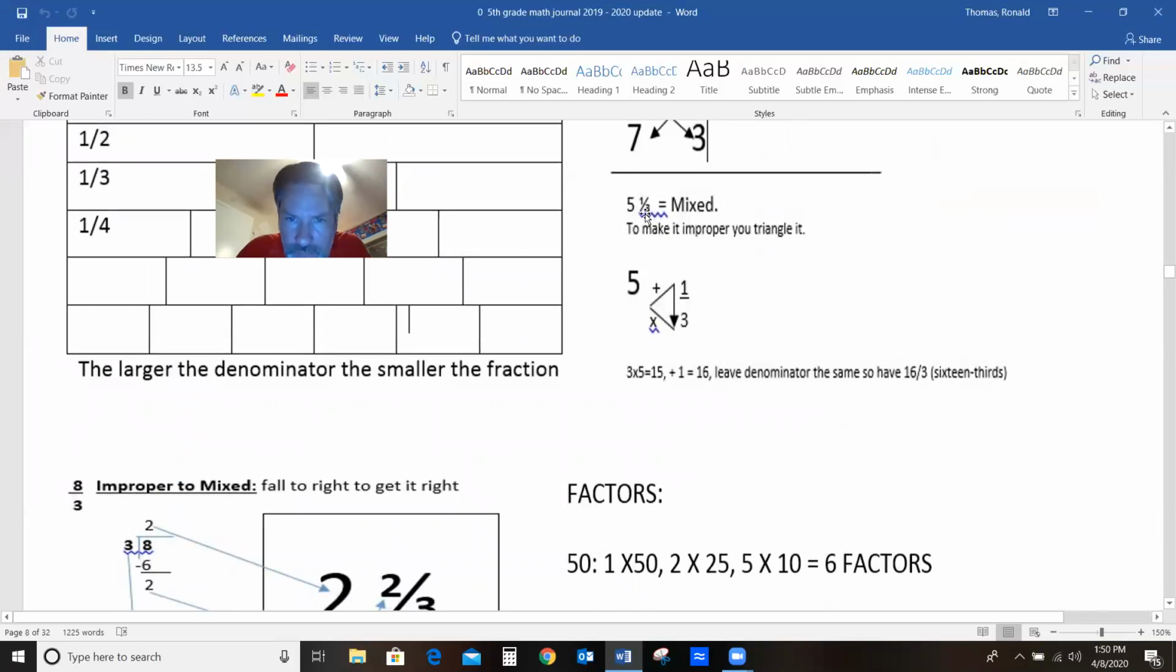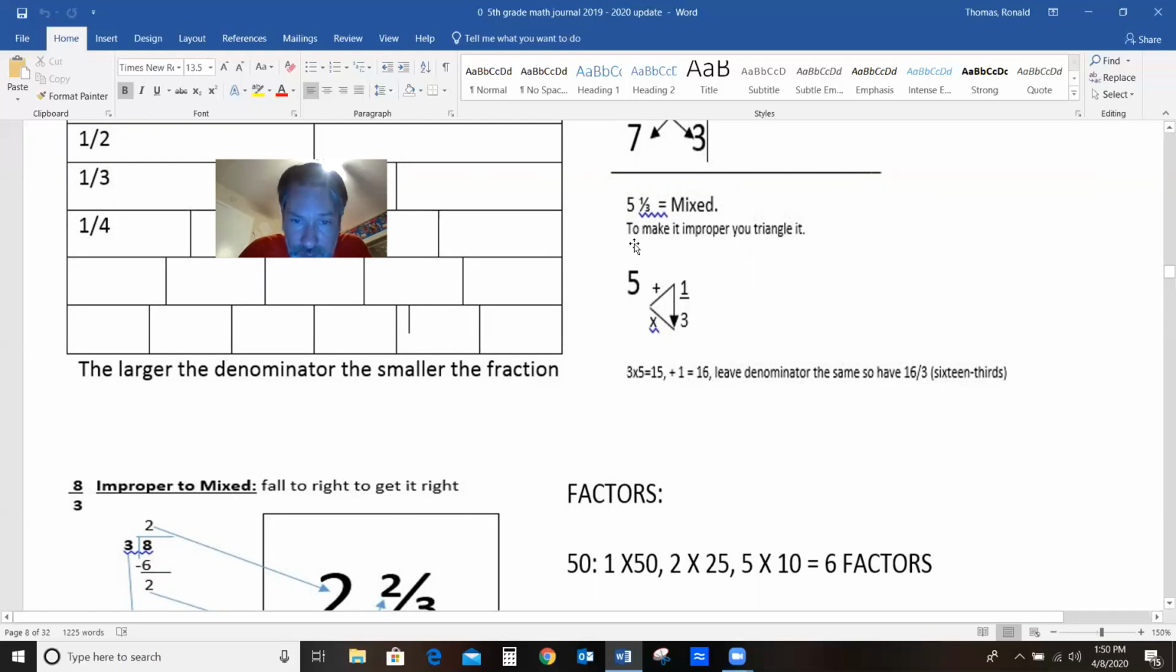So 5 and 1/3, you look down here. To make it improper, you triangle it. So 3 times 5, notice I've got a triangle there. 3 times 5 is 15. Put a 15, carry a, or add a 1. See the plus sign? You get 16/3. So look right here. 3 times 5 is 15.